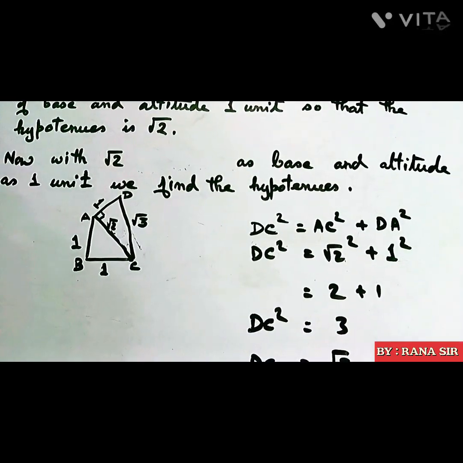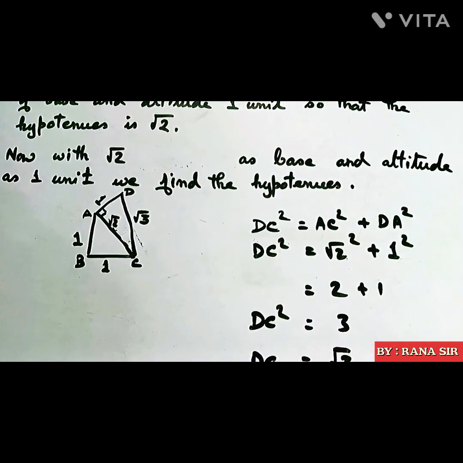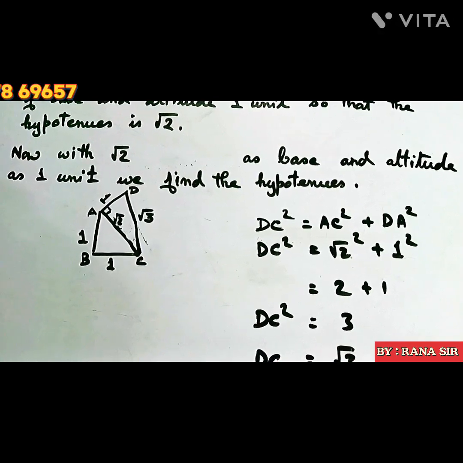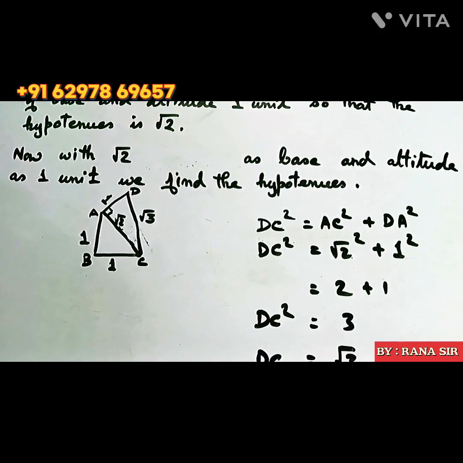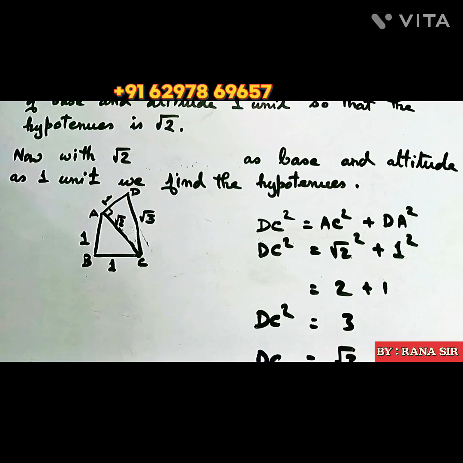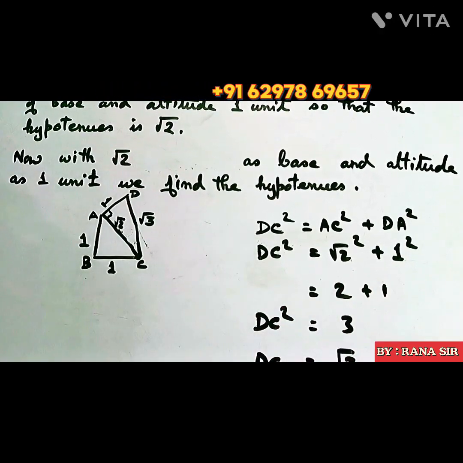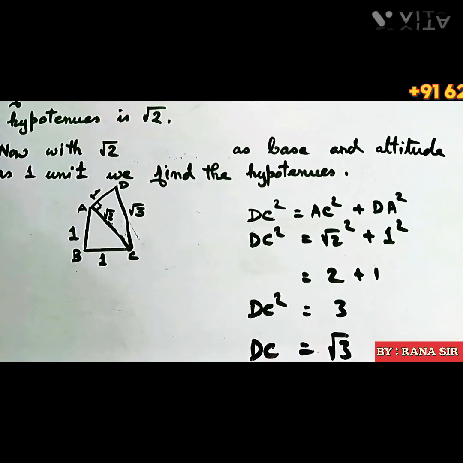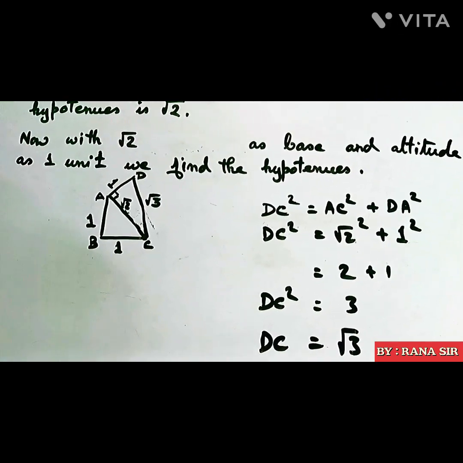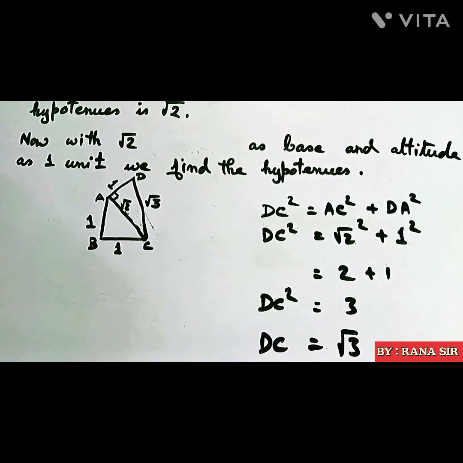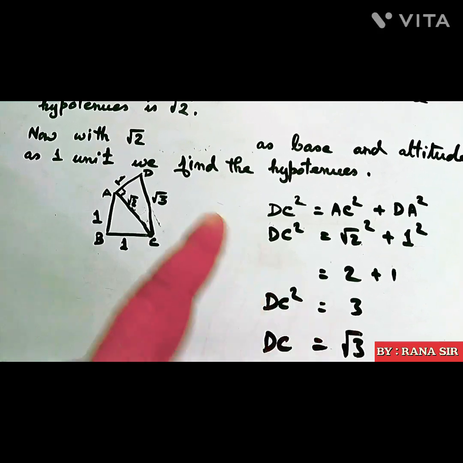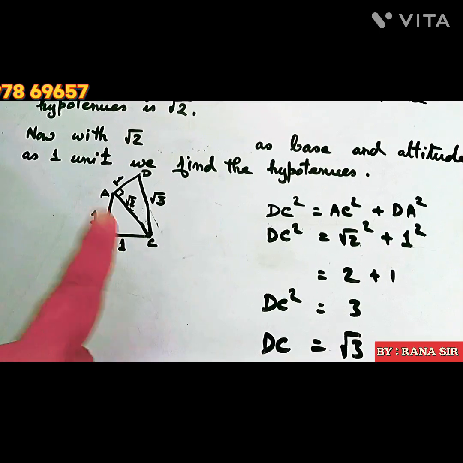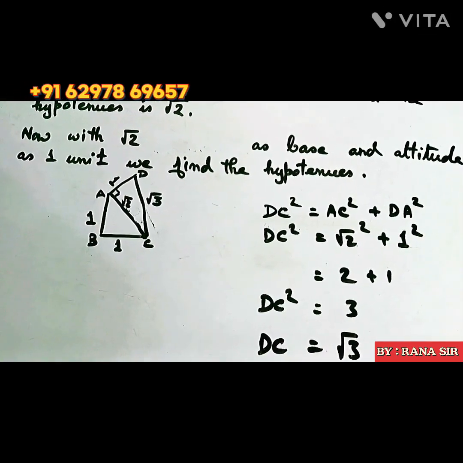So using Pythagoras theorem, hypotenuse square equals base square plus altitude square, DC square equals root 2 square plus 1 square, that is DC square equals 2 plus 1. Remember, root 2 into root 2 is 2. So 2 plus 1, 3. So DC square is 3. So DC is root 3. The square goes to the other side and becomes root. Now we have found that DC is root 3.